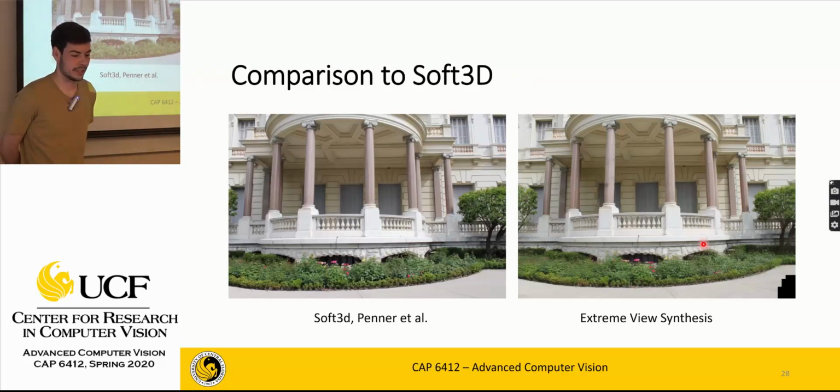So one last comparison they do is to Soft3D. Soft3D is a network proposed by Penner et al. that tries to tackle the same problem, but focuses more on texture sampling and finding better quality samples for refinement for the actual textures. So as you can see, the difference between the overall structure is relatively unnoticeable, but when you look at the plants down here, this paper does a much better job at cleaning up these textures, whereas the extreme view synthesis gets the general idea, but for small textures like that, it struggles.